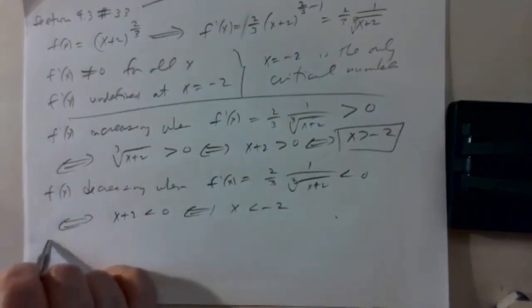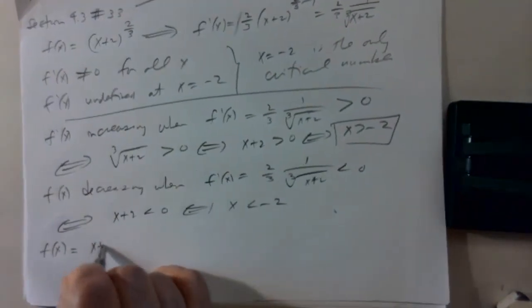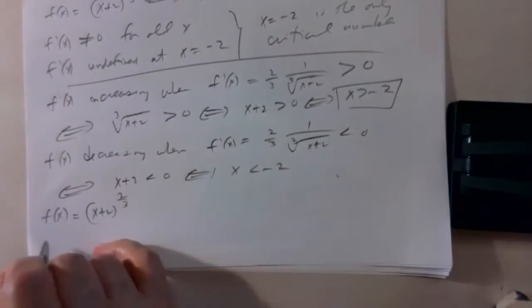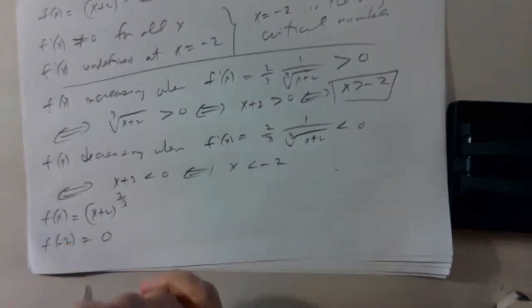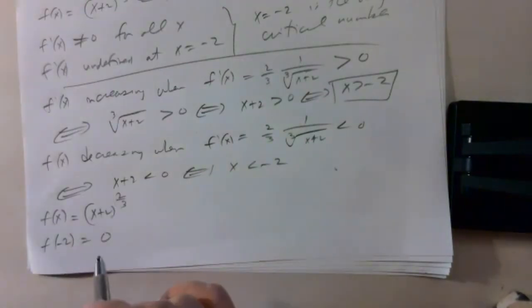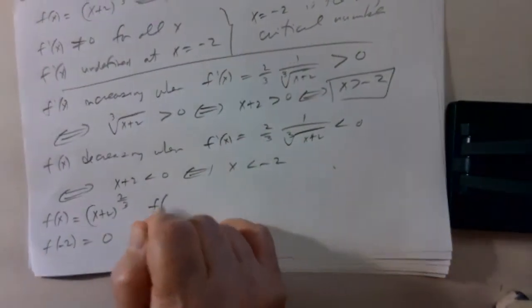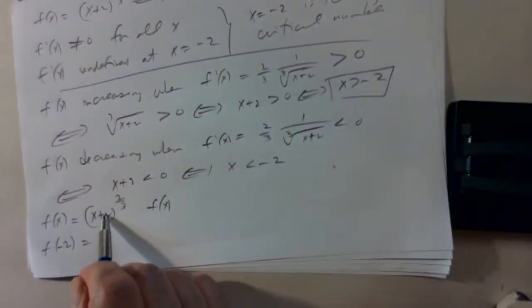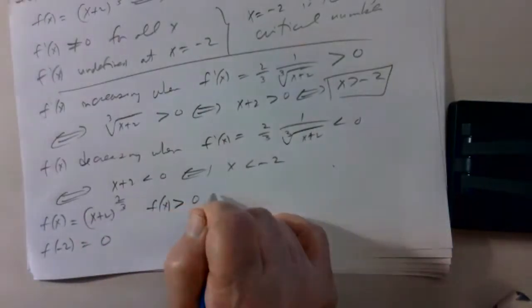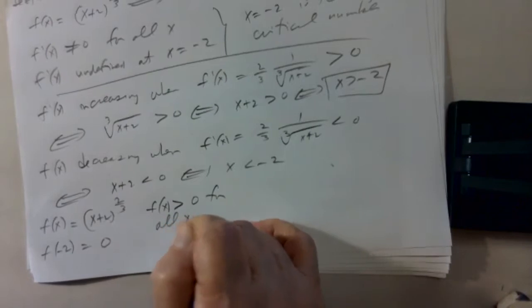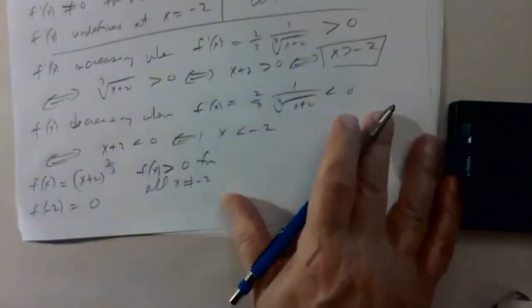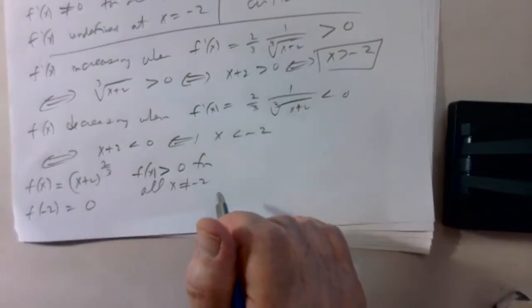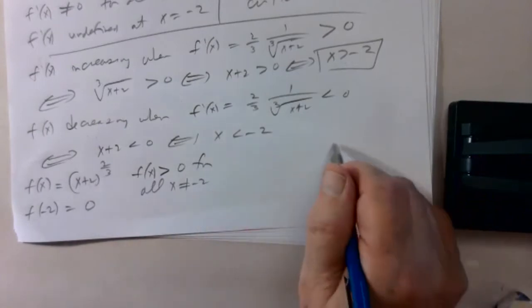Now, if you look at our original function, f of x equals (x plus 2) to the 2/3, it's defined when x equals -2. F of -2 is -2 plus 2, which is 0. And if you take x plus 2 and you square it, if this isn't 0, you get a positive number. The cube root is positive. This is greater than 0 for all x except -2. So this means that our function has to look something like this.